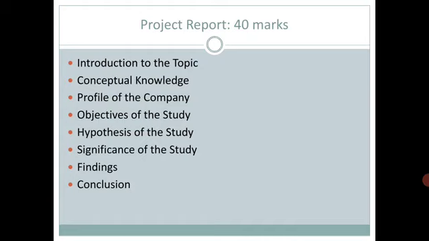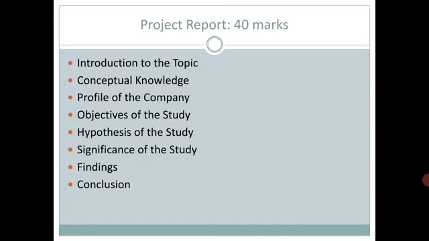Yes, whenever we consider your project report which is for 40 marks, you are supposed to include all these 8 points. Okay, means the layout of your project should be comprising of all these 8 points. Okay, first what you are supposed to do, you are supposed to introduce the topic.